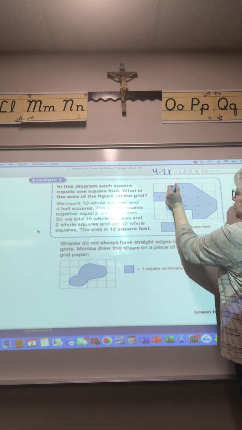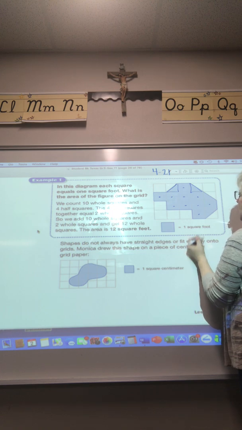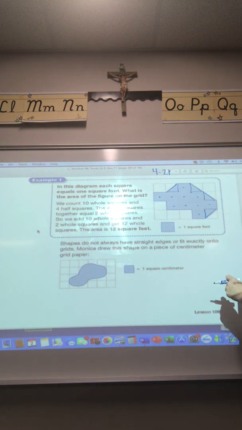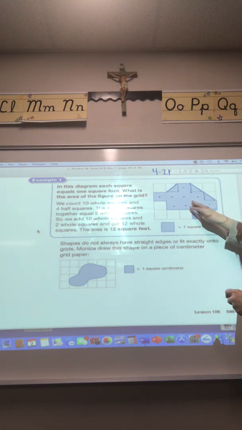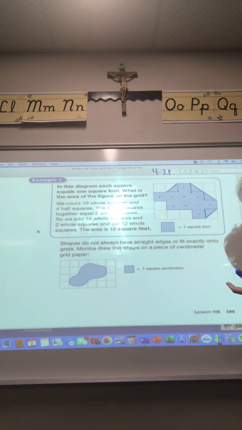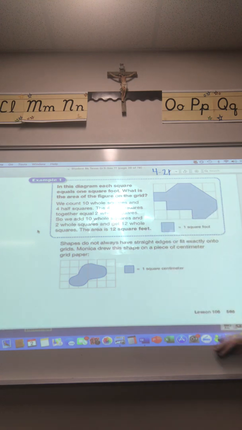You would put this half square and this half square together to equal 1. And this half square and this half square together to equal another one. So you would end up with your 10 whole squares plus these two halves equal 11. These two halves would equal 12. So you would have 12 square feet.